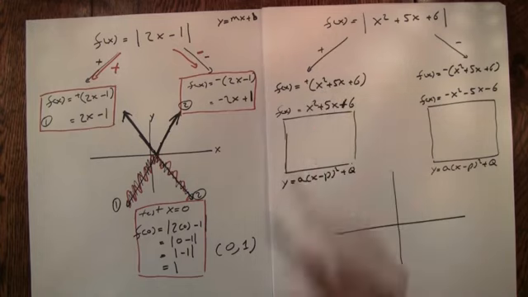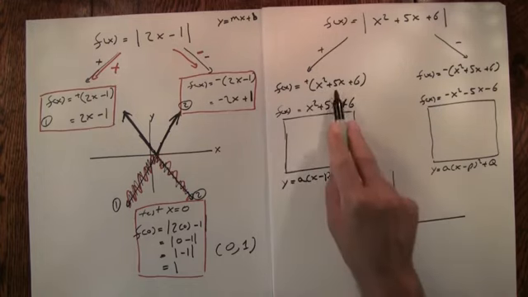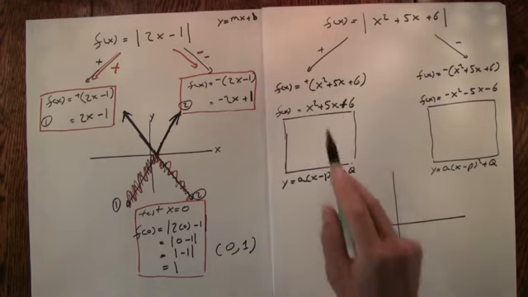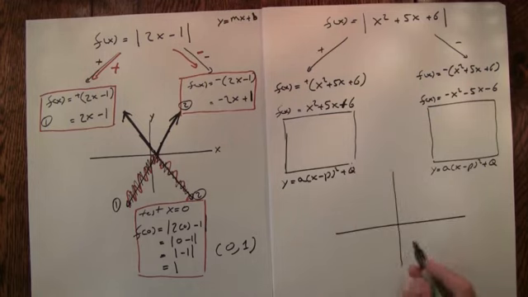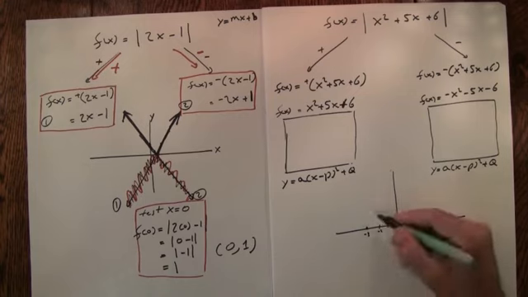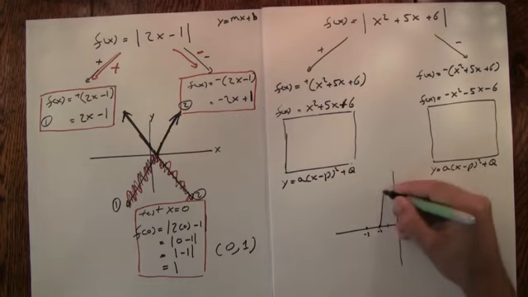For this one, the factors of this are 2 and 3, so x plus 2, x plus 3. So we know that x plus 2 and x plus 3 would give us negative 2 and negative 3 as the x-intercepts. And then this thing, we know it opens up, so it would go like this.